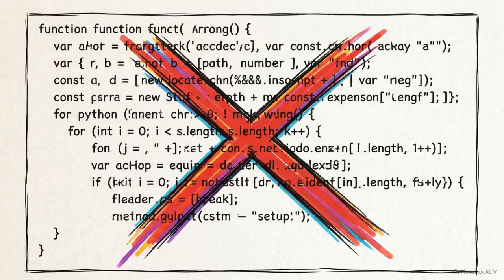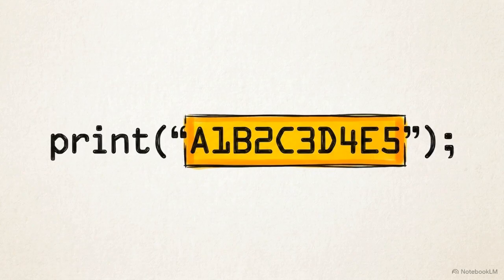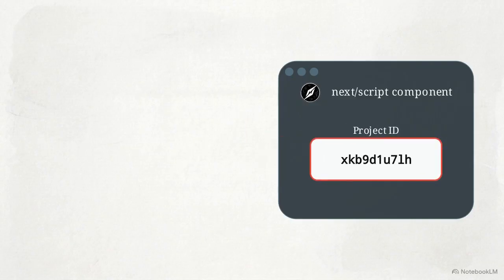The screen will display a block of JavaScript. Do not copy this entire snippet into your layout file. We only need one specific identifier. Look at the very last line of the code block and copy the unique 10-character alphanumeric string inside the quotes. This project ID is the only piece we need to integrate Clarity without causing the performance issues of a raw script injection.